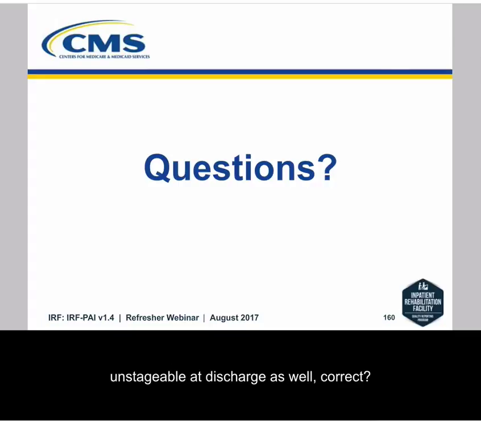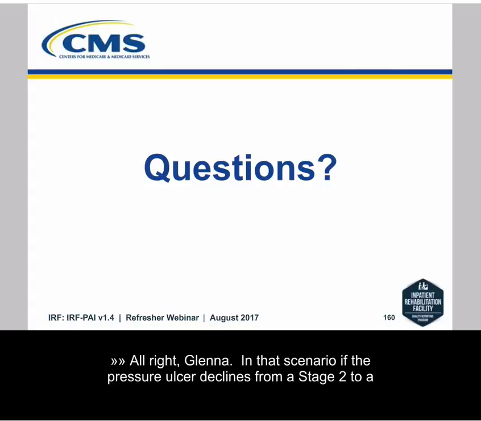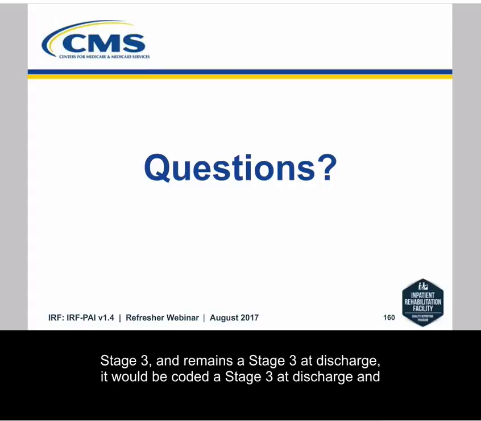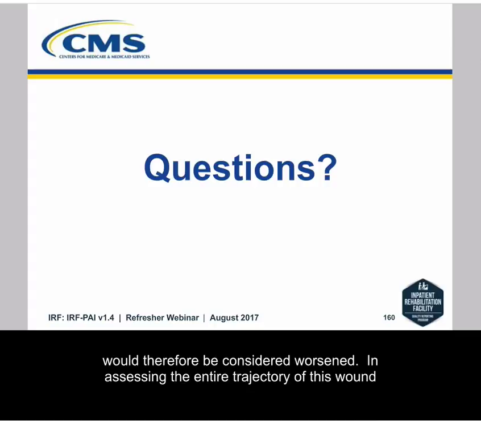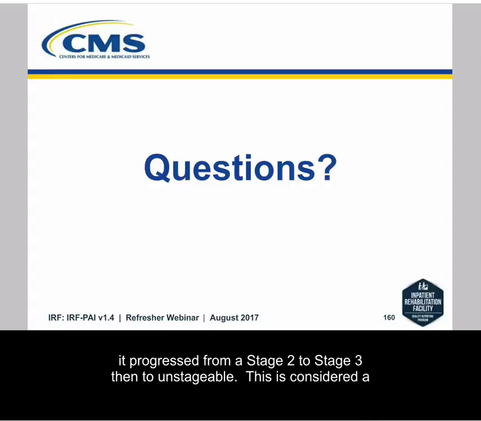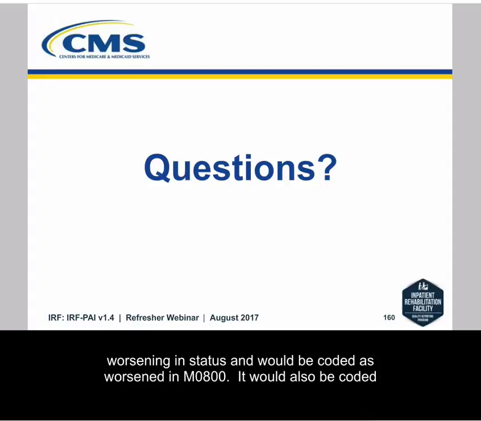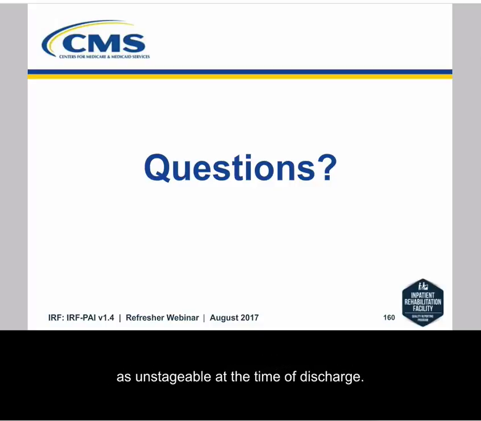All right, Glenna, in that scenario, if the pressure ulcer declines from a stage 2 to a stage 3 and remains a stage 3 at discharge, it would be coded as stage 3 at discharge and would therefore be considered worsened. In assessing the entire trajectory of this wound, it progressed from a stage 2 to a stage 3, then to unstageable. This is now considered a worsening in status and would be coded as worsened in M0800. It would also be coded as unstageable at the time of discharge.